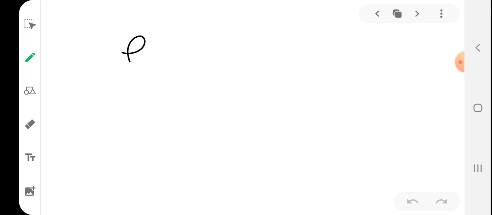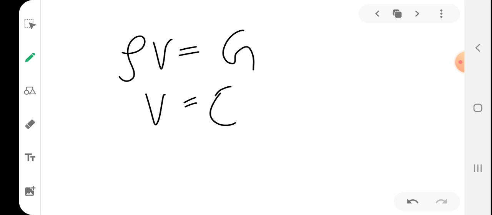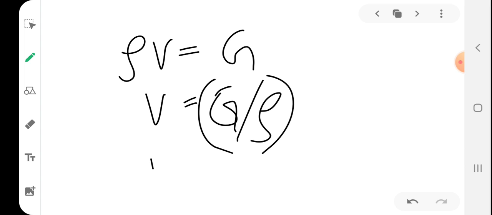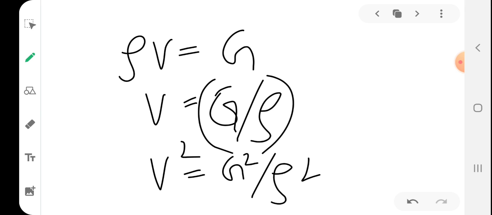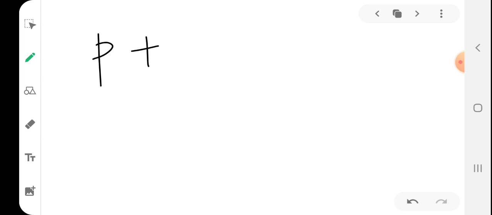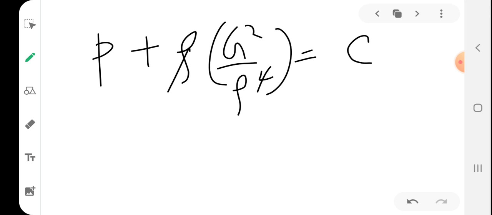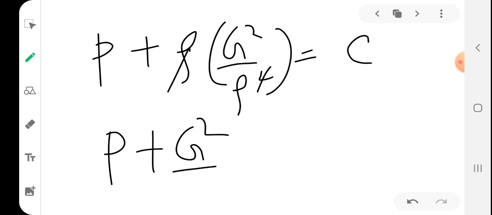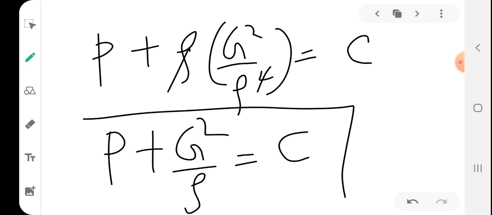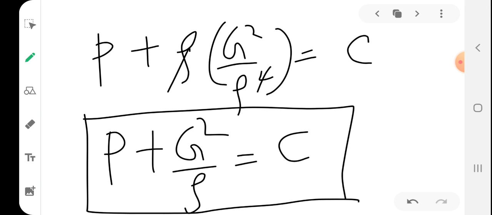Since we can write rho V as G, V can be written as G by rho, right? So V square is G square by rho square. Please substitute V square here. So the equation will become P plus rho into G square by rho square is equal to a constant, right? Here rho and rho cancel. What remains is P plus G square by rho is equal to a constant. So this is the momentum equation in case of a Rayleigh flow.